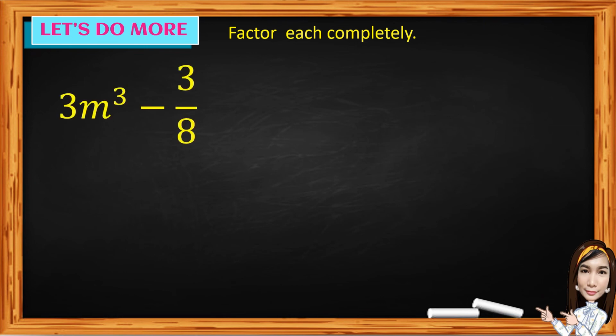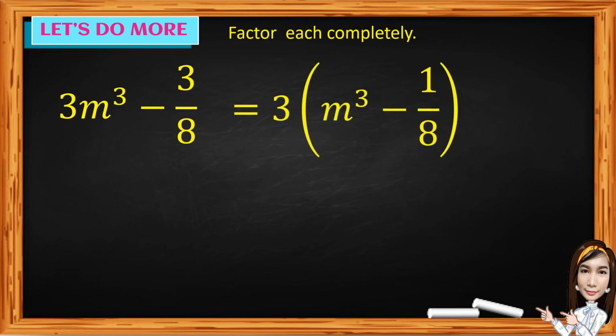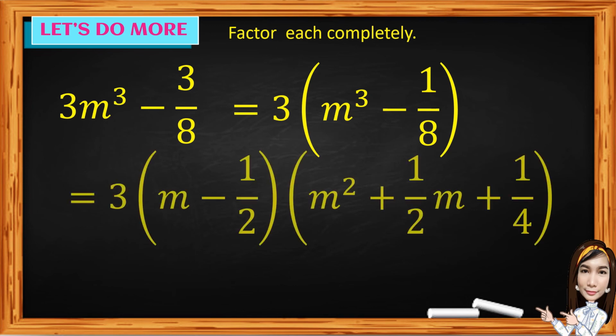So let's have the given fraction. As you can see, 3 is not a perfect cube. So we consider that as the greatest common monomial factor. So factor it out. We have the remaining m cubed minus 1 over 8. Now to get the binomial factor, we have the cube root of m cubed, which is m, and the cube root of 1 is 1. Then the cube root of 8 is 2. Then we keep the operation minus.